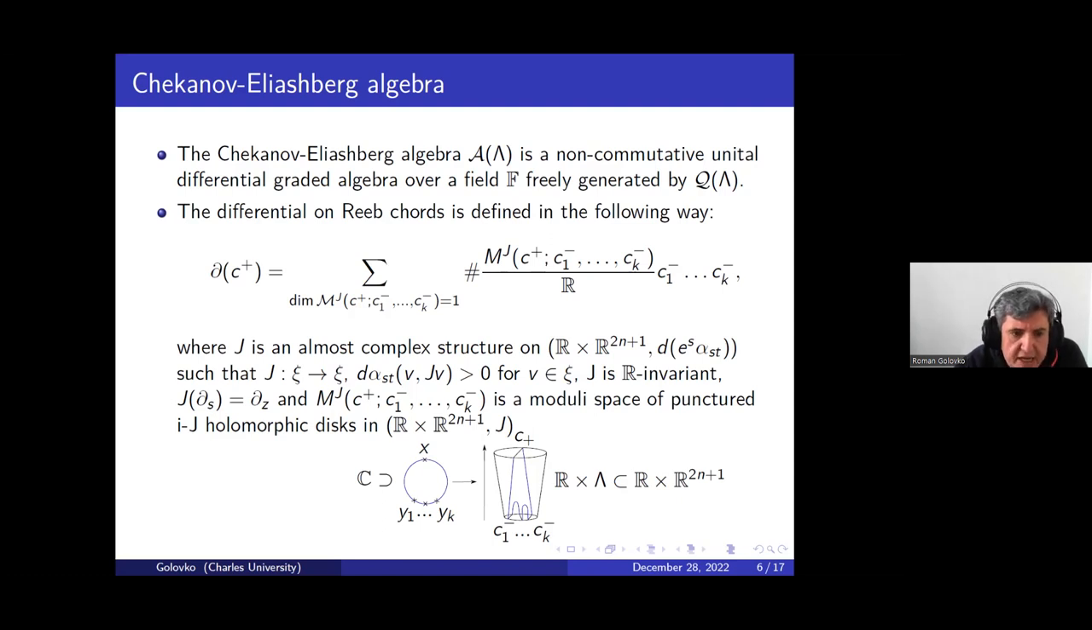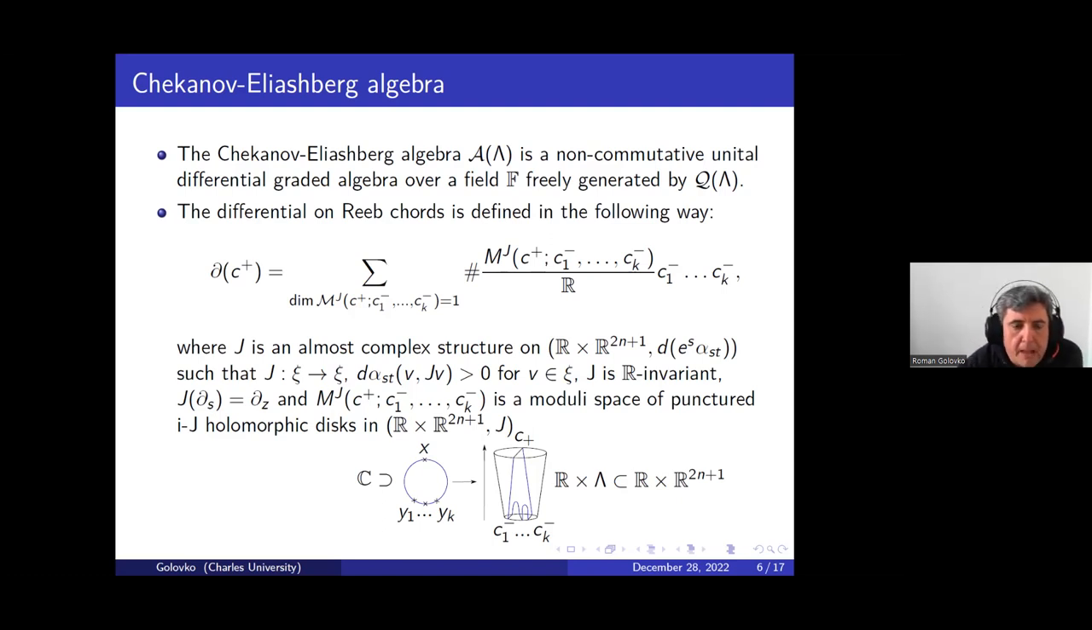So at the end of the day, the differential is just the number of elements in the quotient of a one dimensional moduli space, which is a zero dimensional manifold by the Gromov compactness theorem, times the word. So the definition is quite complicated. In general, if somebody gives me a Legendrian manifold and asks for a computation of this algebra, it's quite difficult to do, basically because it's quite difficult to describe the holomorphic curves in a generic situation.